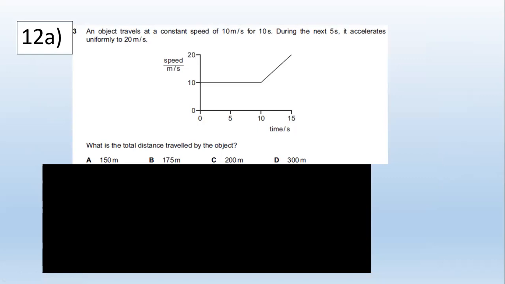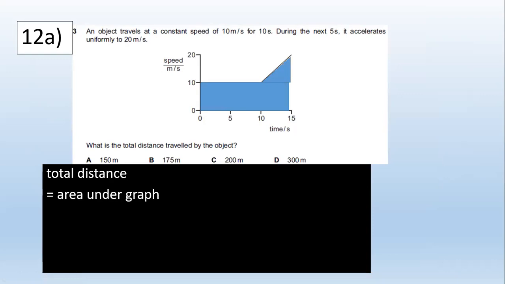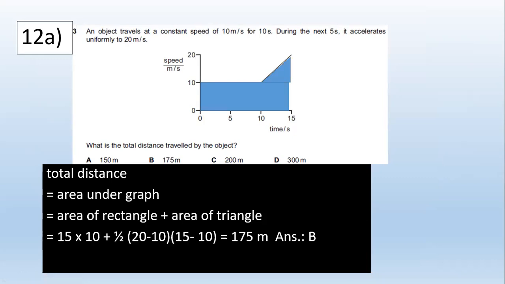Right? Area under the graph. Distance traveled, area of rectangle plus area of triangle. Area of rectangle is just your 15 times 10. Area of triangle is just that height there. That height is 20 minus 10. That base there is 15 minus 10. Half it. Right? Area of a triangle. So you get B.